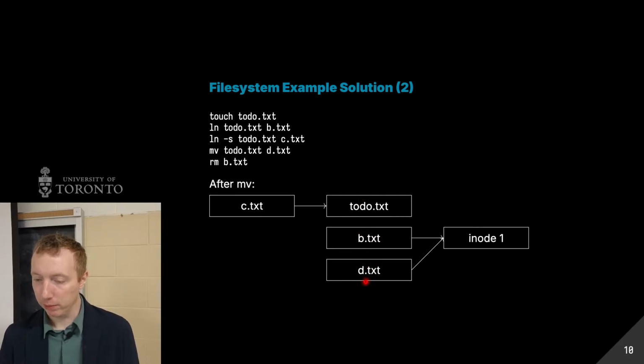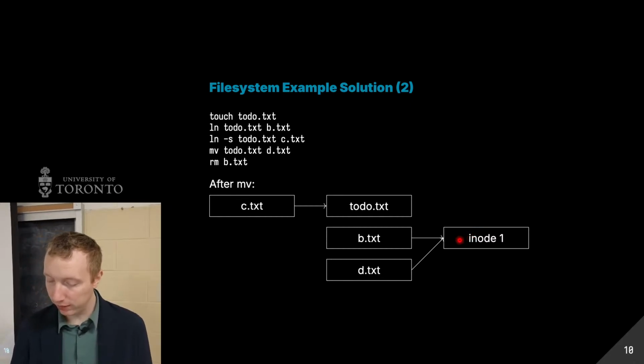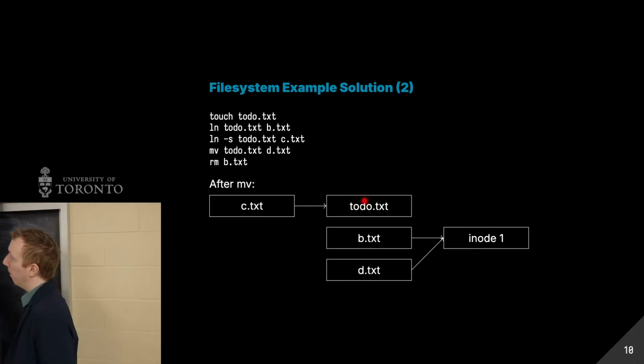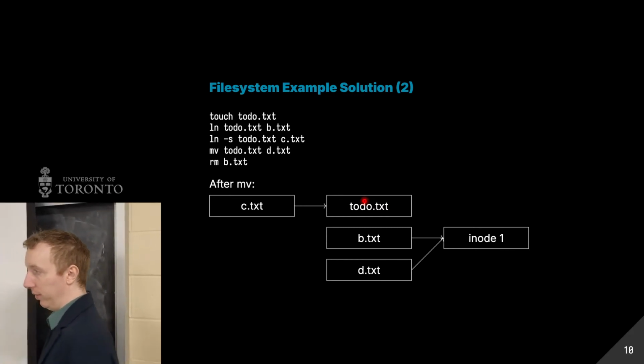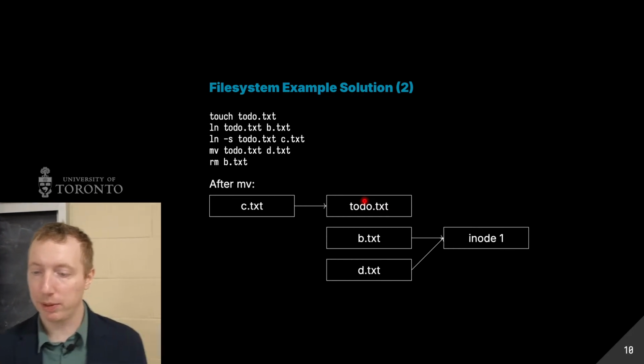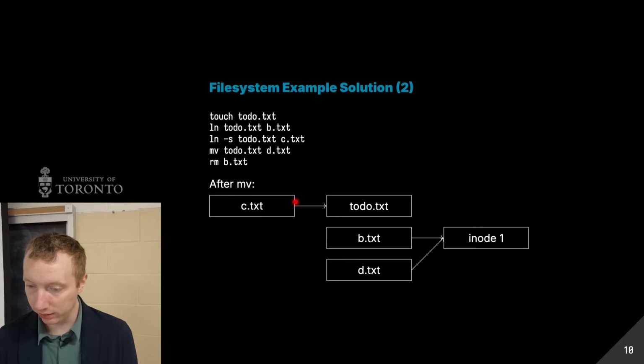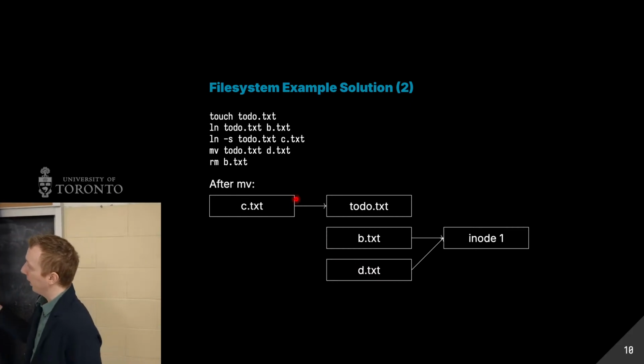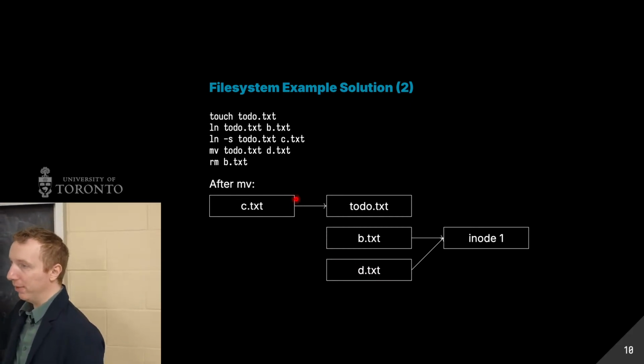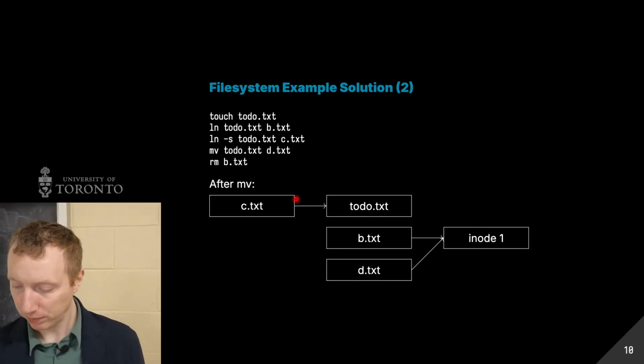So we change todo.txt, which was referring to inode 1, is now renamed to d.txt. And this todo.txt is only referred to by the soft link c.txt. So it got removed from the directory. We wouldn't see it if we did ls. We would only see c.txt, b.txt, and d.txt. So if we tried to access c.txt, we'd get file not found c.txt.